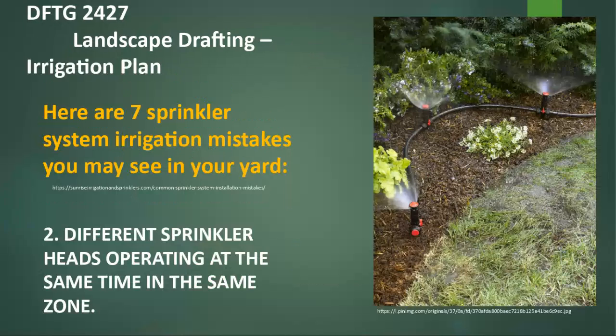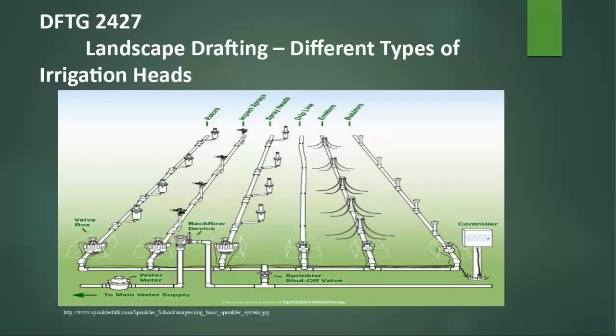Different sprinkler heads operate at the same time in the same zone. That's another mistake. So you have the lawn coming on the same time as maybe a bubble system or a plant system, a drip system watering plants. Can be another problem. Here we've gone over this already, but the different types of heads available for the different types of areas that you may encounter in your design process.